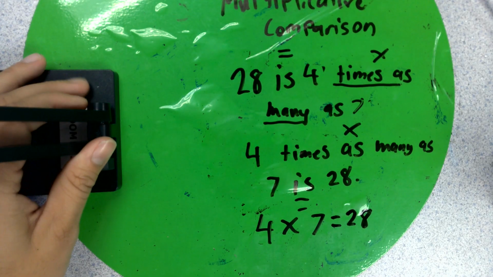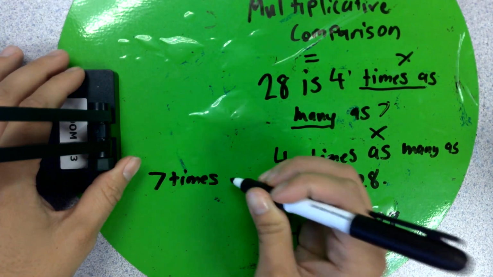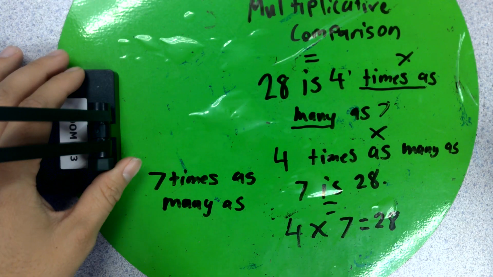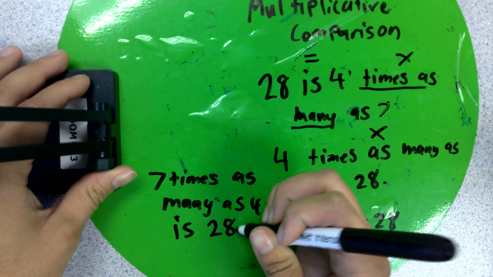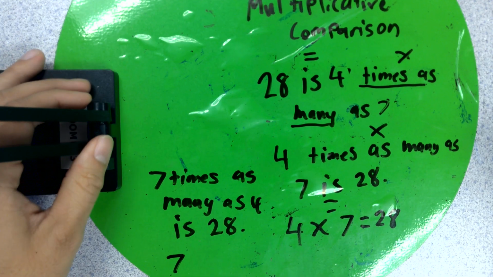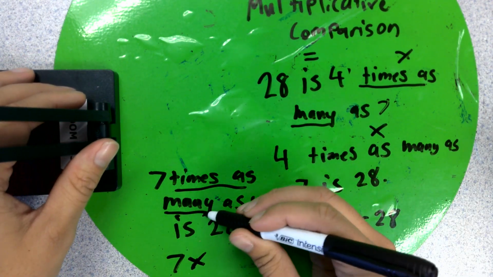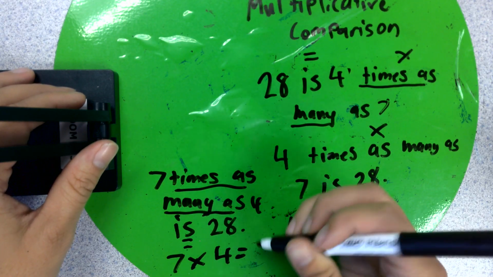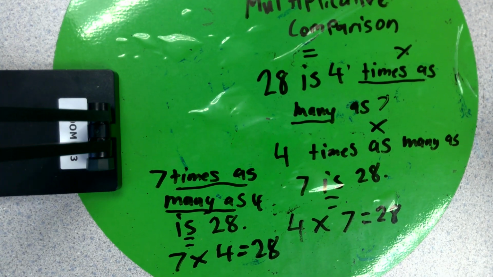You can also write it as 7 times as many as 4 is 28. And because that translates as an equation to 7, times as many, that's our multiplication symbol, 4 is, once again, is means equal, 28. And there you have it.